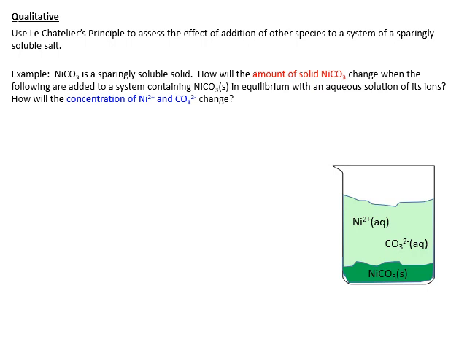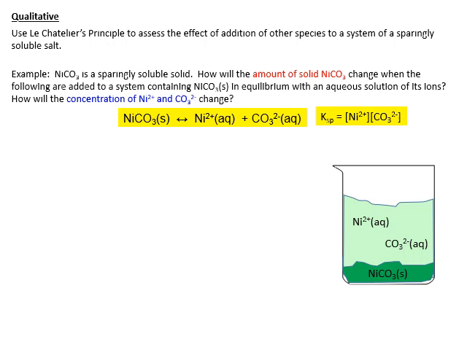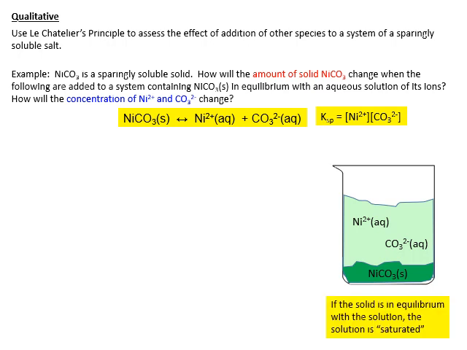Here we're told that we have a solution containing nickel ions and carbonate ions in equilibrium with solid nickel 2 carbonate. We can write a reaction showing this equilibrium. The Ksp would be the product of the concentrations of the nickel 2 plus ion and the carbonate ion. In this system, since we have some solid present in equilibrium with its ions, the solution is considered to be saturated.